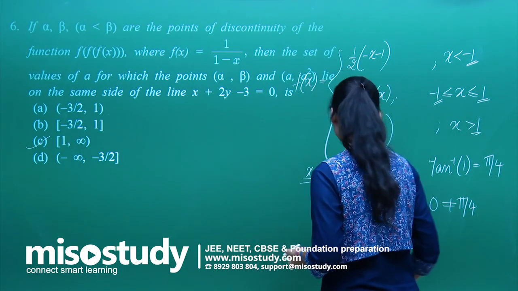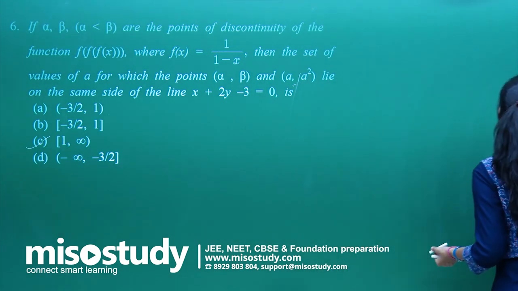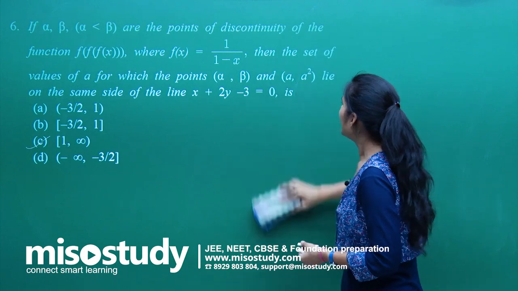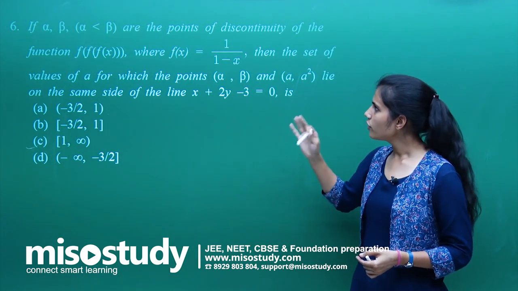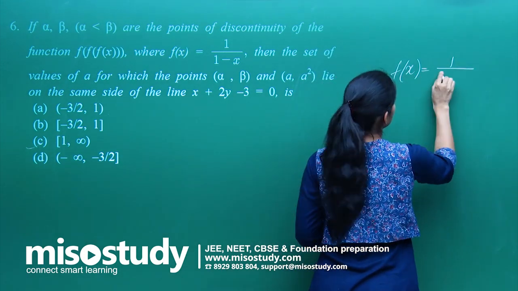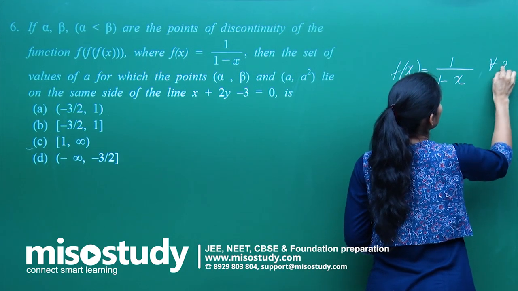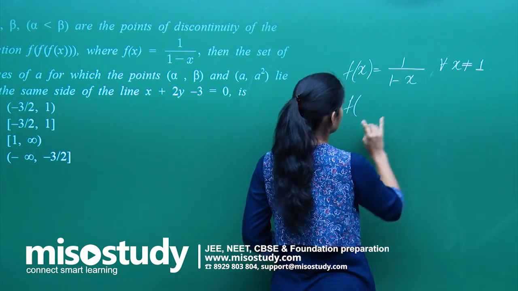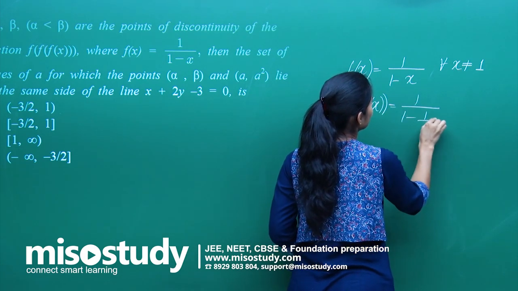Now, the next question says, if alpha and beta are the points of discontinuity of f of x, where f of x is this, then the set of values of a for which the points alpha and beta and a comma a square are on the same side of this line is what? So first of all, what is f of x and what are the points of discontinuity for this function? F of x is given to you as 1 upon 1 minus x. Now this is not defined or not continuous for x equals 1, right? So f is discontinuous for x equals 1. So the point of discontinuity of f is x equals 1. If I talk about f of f of x, this is 1 upon 1 minus 1 upon 1 minus x.